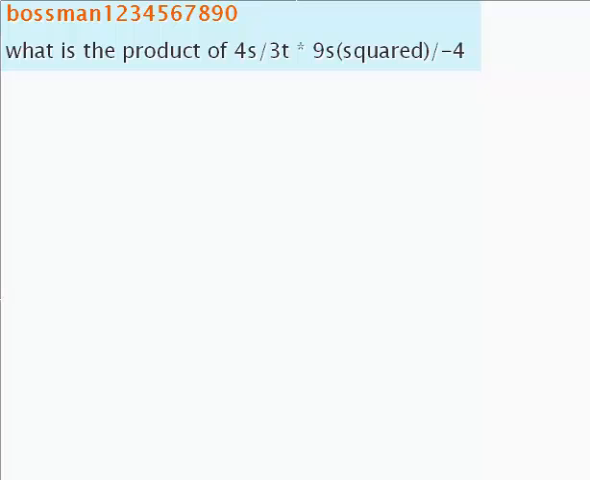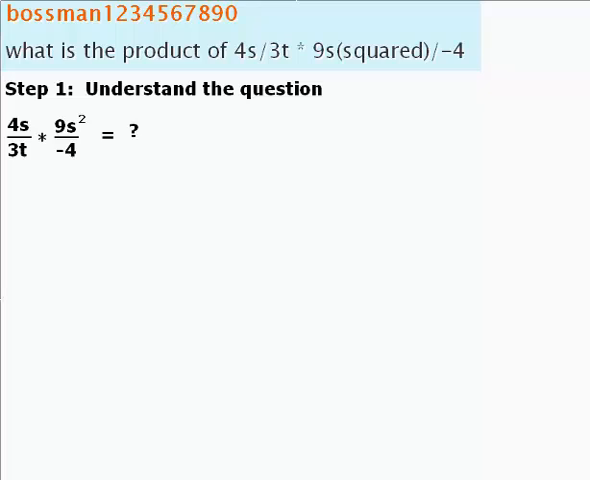The first step is that we understand the question. And I'll do that by rewriting the question in a way that makes it easier to understand. So my understanding of the question is that it looks something like this. We have 4s over 3t multiplied by 9s squared over -4. And so essentially we're multiplying two fractions.